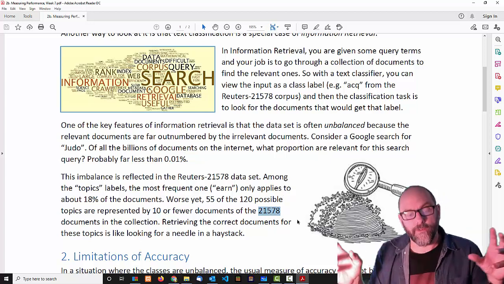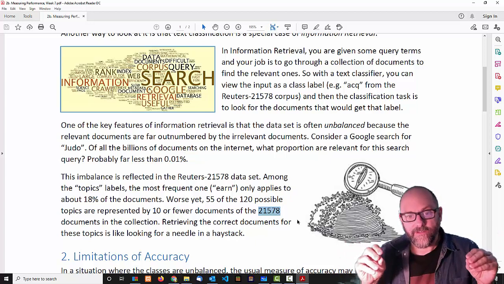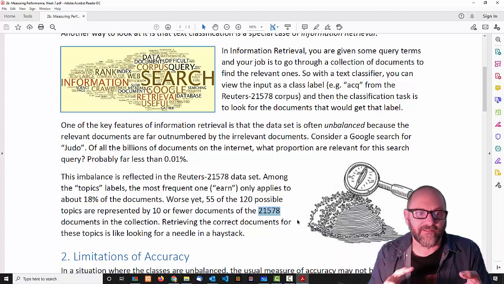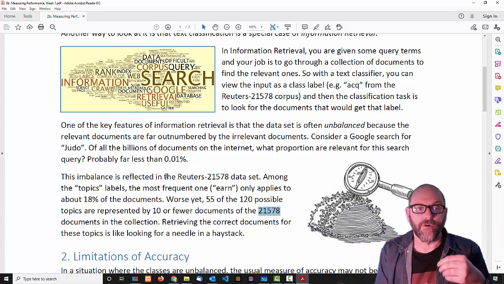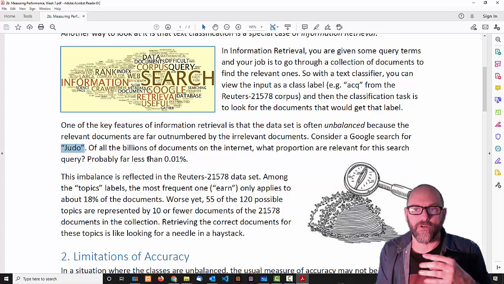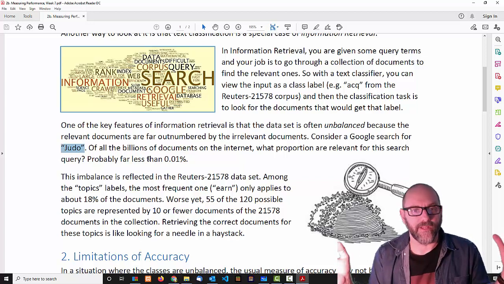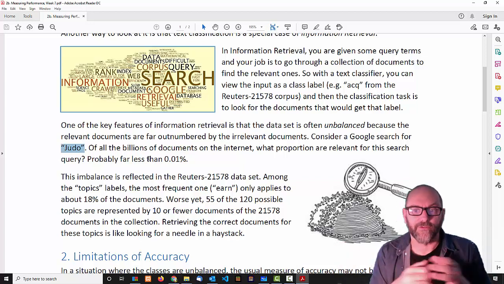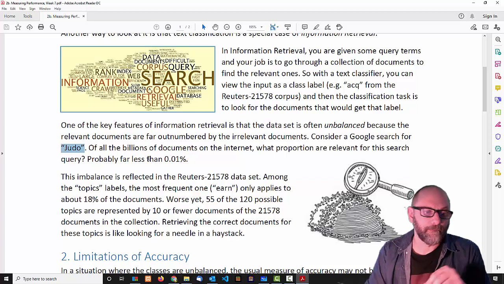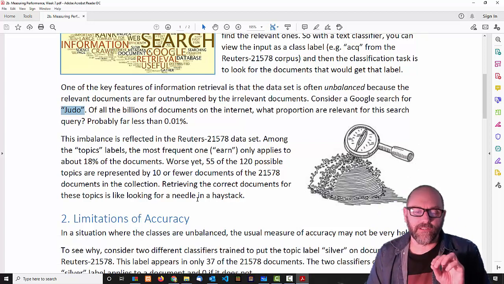So it's a super unbalanced data set, but that's not strange. That's ordinary for information retrieval, right? So think about searches for whatever your favorite topic is. What proportion of all the billions of documents on the internet are going to be relevant to that one search? Very, very, very few. So why does this cause a problem?